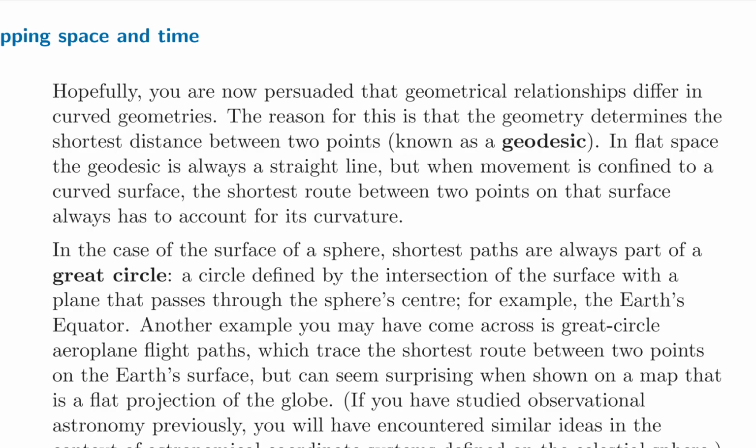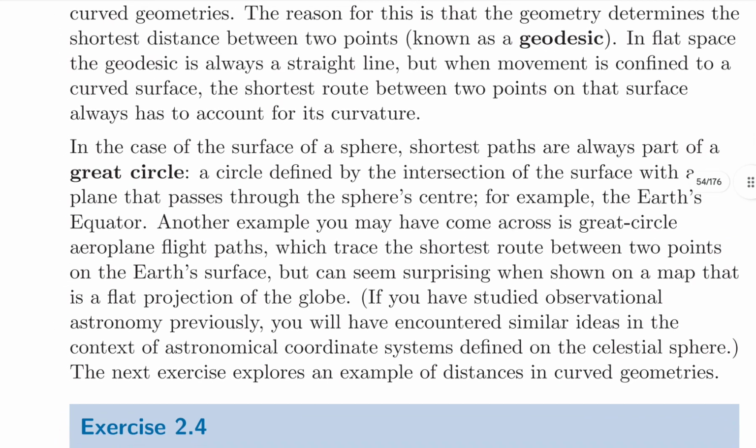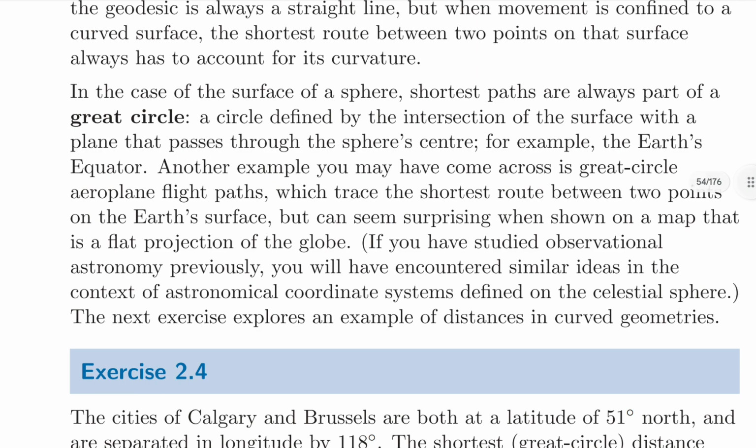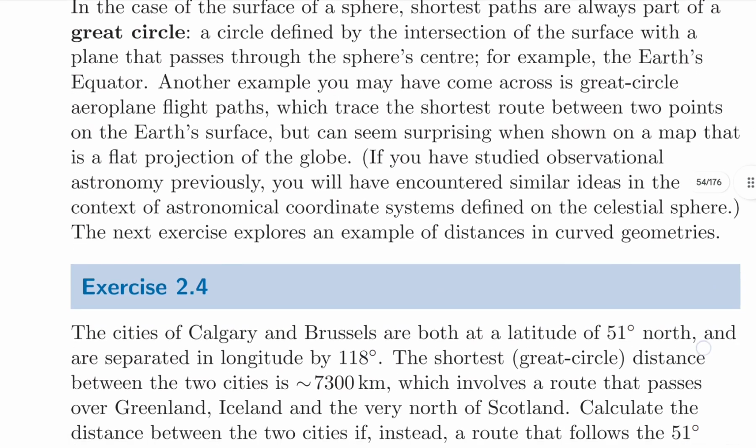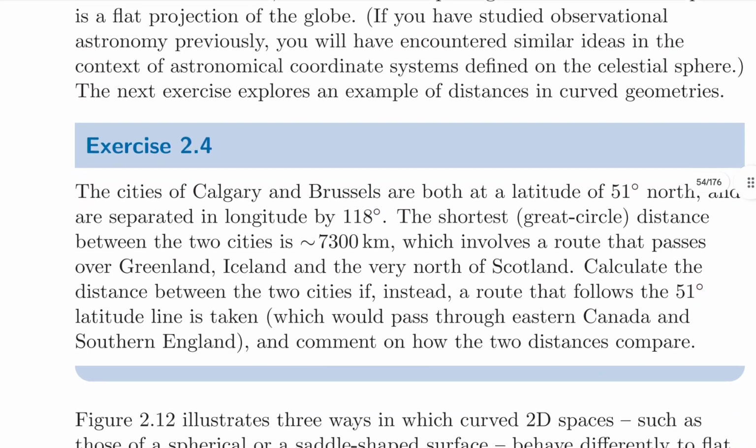Another example you may have come across is great circle aeroplane flight paths, which trace the shortest route between 2 points on the Earth's surface, but can seem surprising when shown on a map that is a flat projection of the globe. If you have studied observational astronomy previously, you will have encountered similar ideas in the context of astronomical coordinate systems defined on the celestial sphere. The next exercise explores an example of distances in curved geometries.